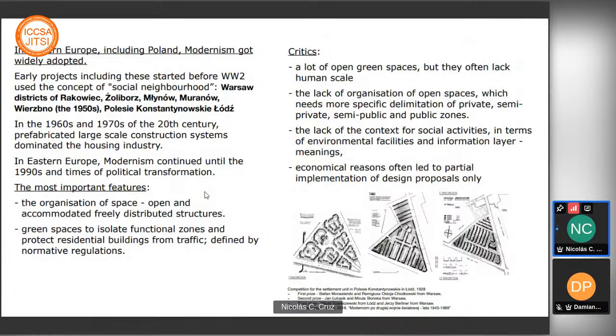This of course posed some problems and it raised critics. These critics referred, first, to the fact that there is of course a lot of green space, but those early critics noted that it is often not in human scale, it is not properly zoned, and nobody knows which part of this space belongs to whom. All this is problematic.